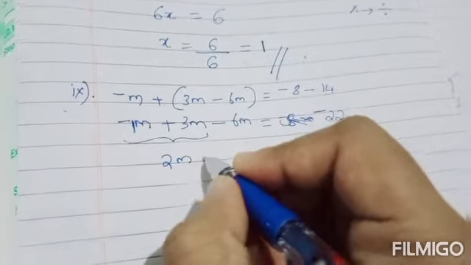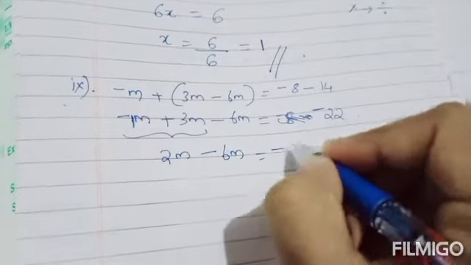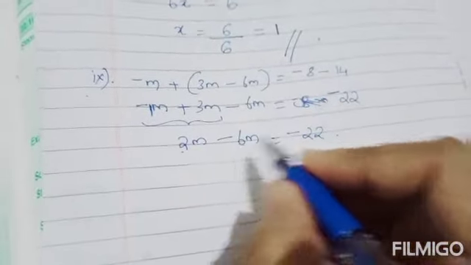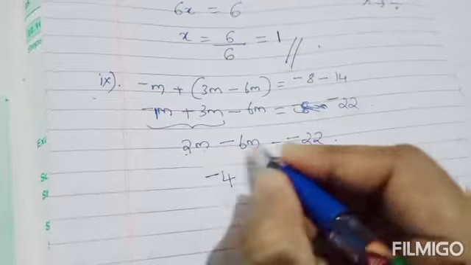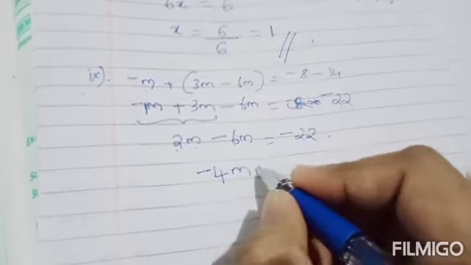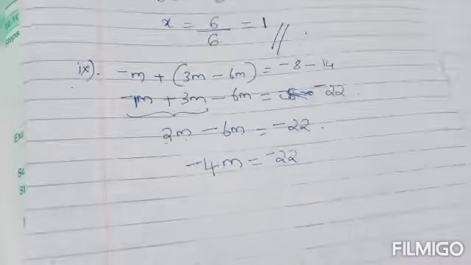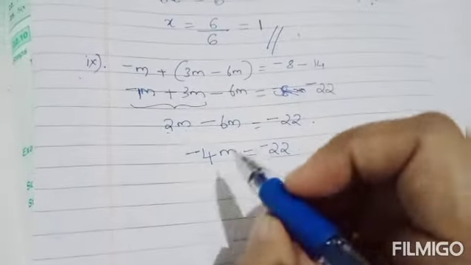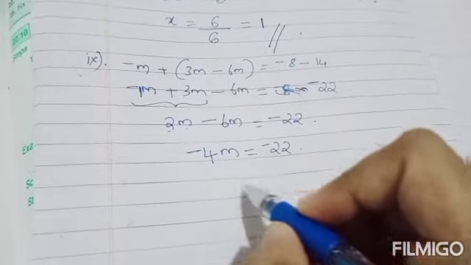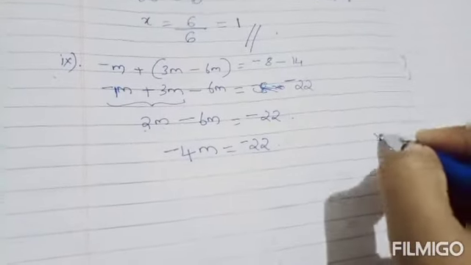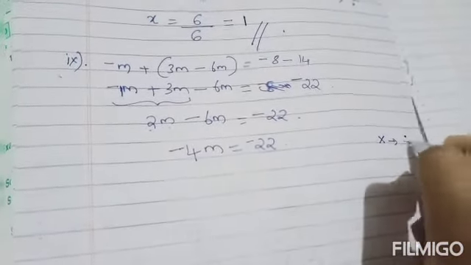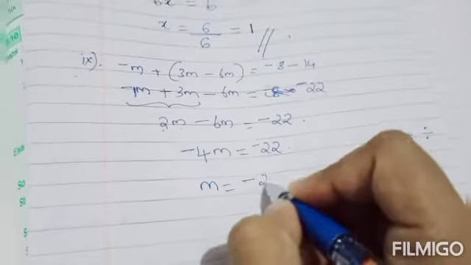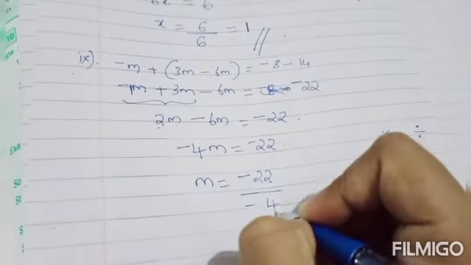So 2m minus 6m equal to minus 22. Now 2m minus 6m, that is 2 minus 6, is minus 4. Now the variable is m, so minus 4m equal to minus 22. Now minus 4m means minus 4 into m. From this you are taking minus 4 to the other side. So multiplication on taking to the other side will become division. So m equal to minus 22 divided by minus 4.